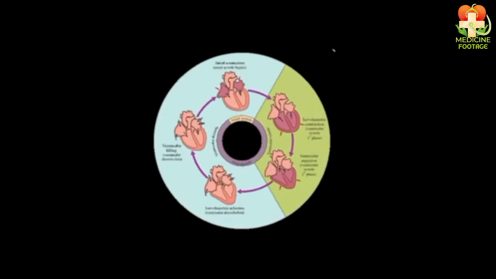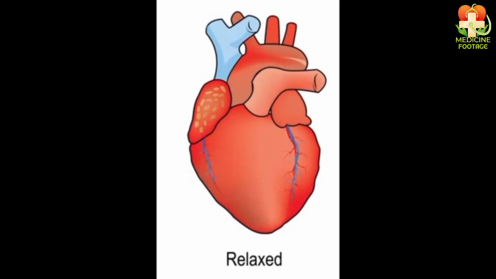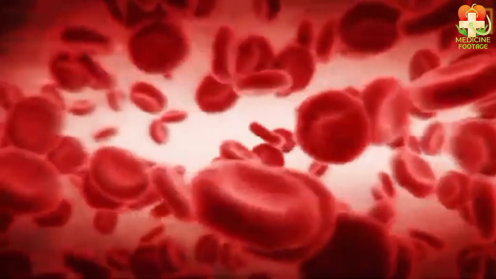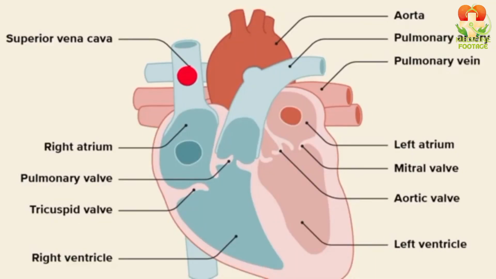If we summarize the cardiac cycle, it goes like this. First, the heart relaxes. As soon as the heart relaxes, blood from the superior and inferior vena cava enters the right atrium. Once the blood enters the right atrium, it passes through the tricuspid valve into the right ventricle. From the right ventricle, blood moves through the pulmonary valve into the pulmonary artery. This blood, traveling through the pulmonary artery, goes to the lungs for oxygenation.